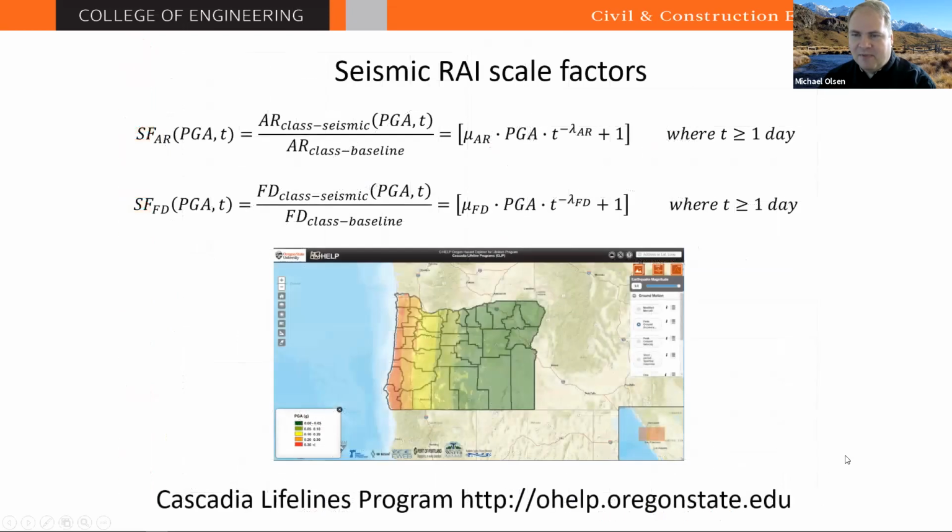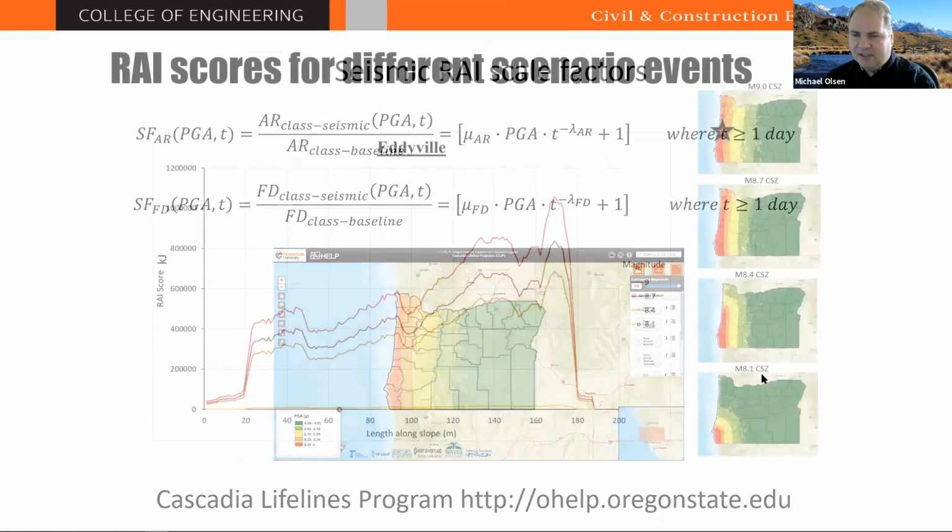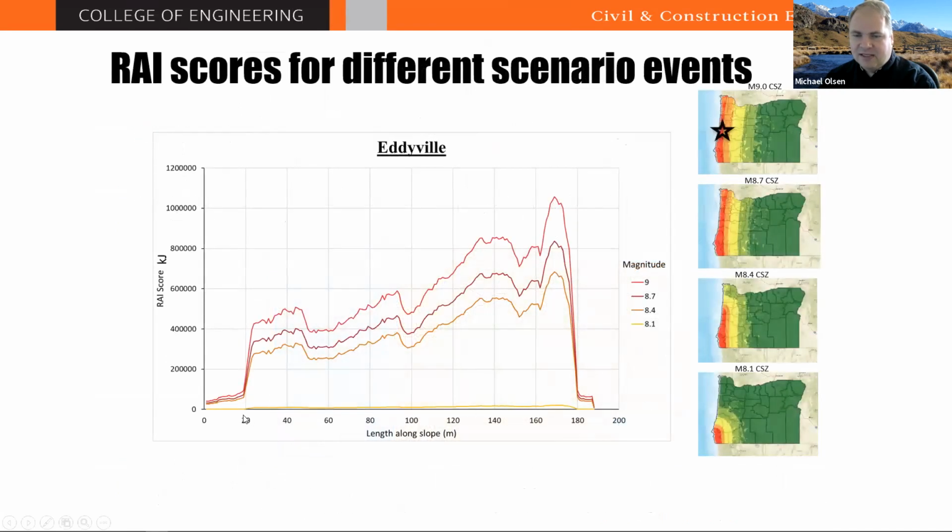So we could take that information and apply these scale factors to the RAISE system we came up with earlier, and then use some scenario events. In this case, we took some from Oregon, applied it to these, and then we can take that same RAISE score we showed earlier and scale it up based off the earthquake. These are different magnitude scenario events that could happen, and we can see how that rockfall activity would be expected to increase as a result of the earthquake, depending on the scenario earthquake of interest.